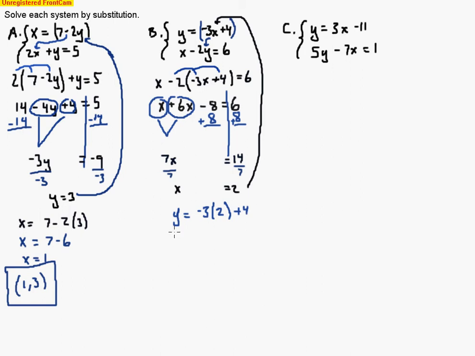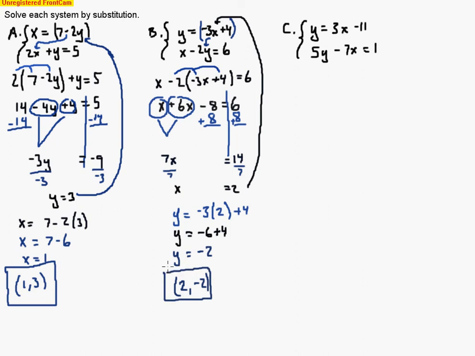And now we've got this. y equals -6 plus 4. And so from that point, we could go ahead and collect, and we've got now y equaling -2. So our answer is going to be an ordered pair. It's 2, -2. And that is it.